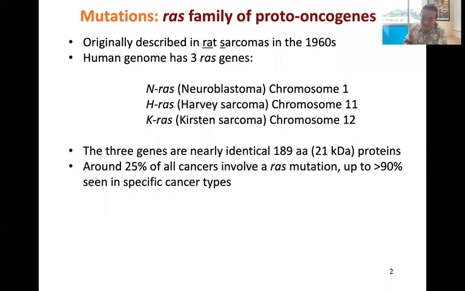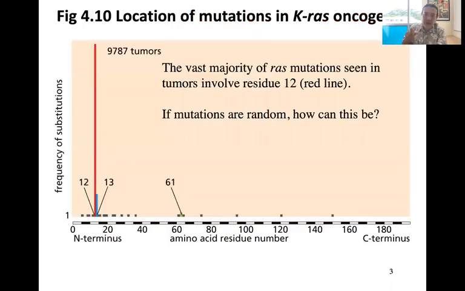Last time I ended with this point that around 25% of all cancers involve some kind of a RAS mutation, right? And in some types of cancers, upwards of like 90% of that type of cancer, for example, pancreatic cancer, you see certain RAS mutations. We said that if you were to look at where these mutations happen within the gene to cause, let's say, an amino acid substitution in the eventual translated protein.